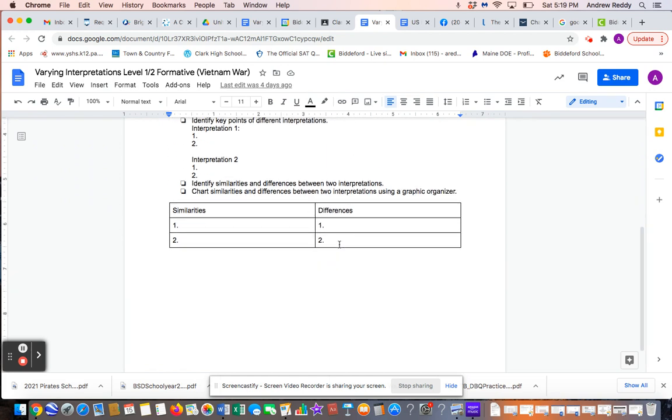Lastly, and this is really where students are asked to think on their feet, in this graphic organizer, you're going to list similarities and differences between those 2 interpretations that you chose. What did they have in common, and why were they different?